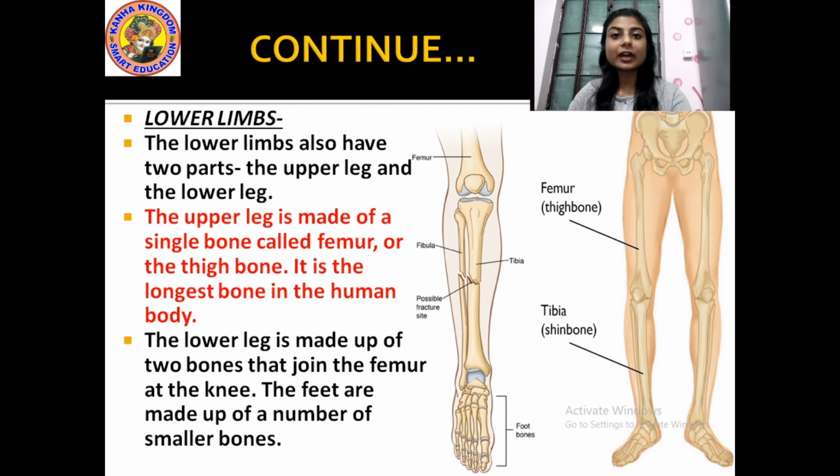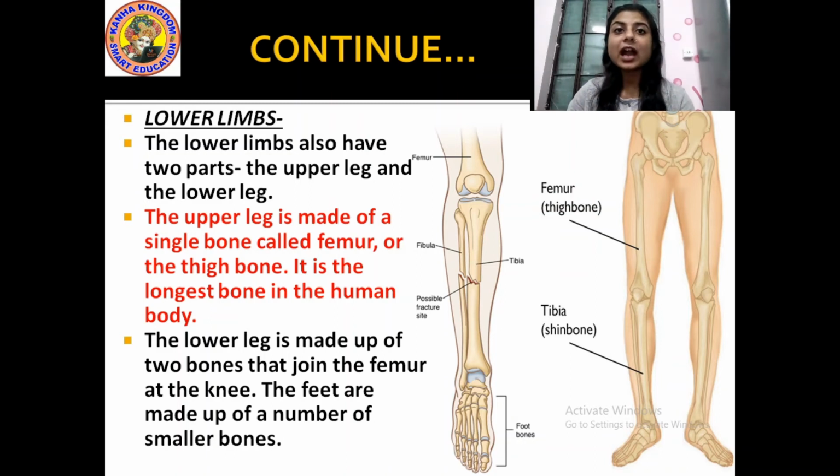The front side of your leg is called the tibia. What is it called? Tibia, T-I-B-I-A, tibia. And the back portion is called the fibula, F-I-B-U-L-A, fibula.